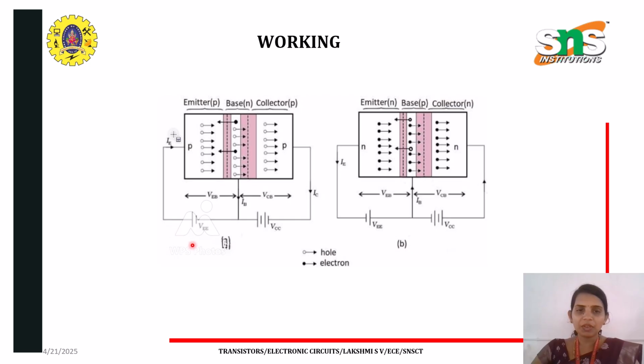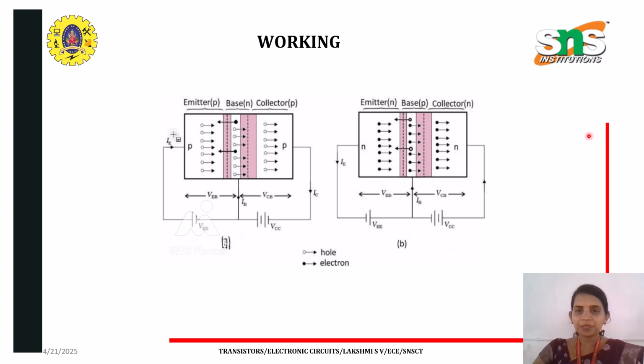What happens is, when the current starts flowing here, all the holes present in the P-type material, due to the force of attraction, start moving towards the base terminal. As the base is thin and lightly doped, few of the holes will combine with the electrons and the rest will flow to the collector. The collector is the terminal which collects the charge carriers given from the base. So this contributes our collector current.